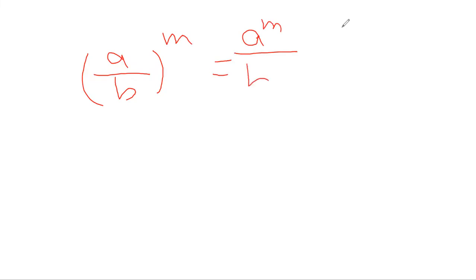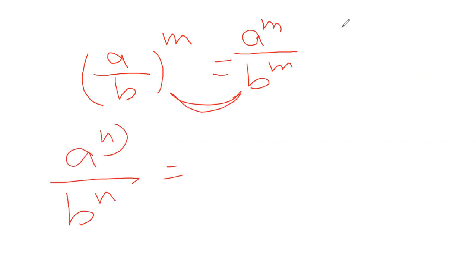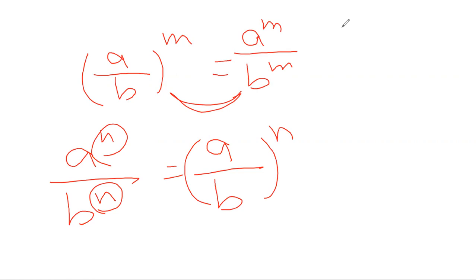Okay. I still have more. I can distribute the power if I have a over b all power of m. I can distribute the m among the two numbers, so it will be a power m over b power m. They are the same. Also, if I have them distributed, instead of writing n twice because they are the same, I can write a over b all power of n. Distributing it or collecting it, they are the same according to the question.